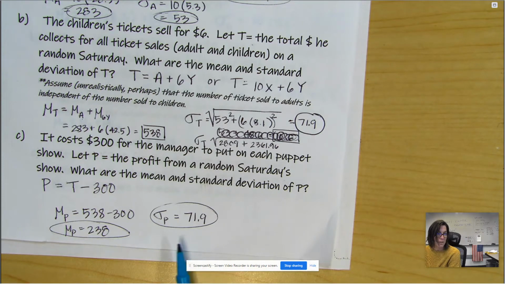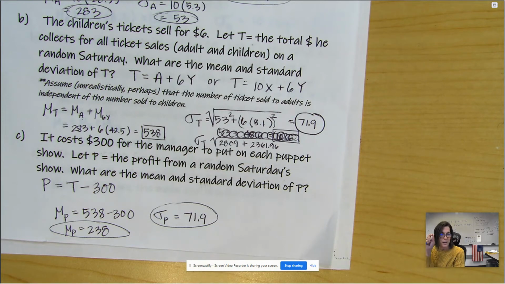But the standard deviation doesn't change, right? Because that $300 doesn't get multiplied, or it doesn't get subtracted. So the standard deviation, give or take, $71.90. Yes. All right. Hope that helps.